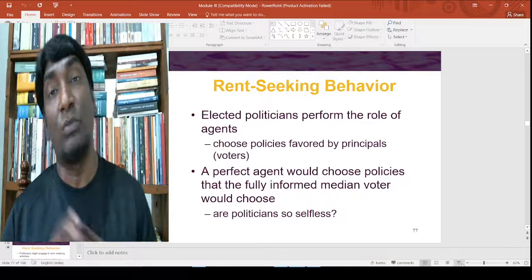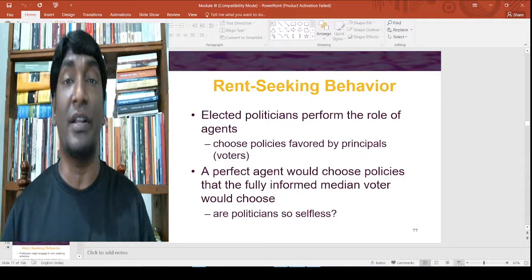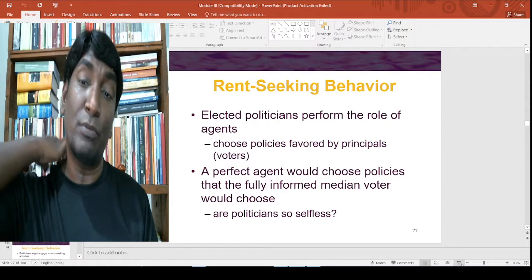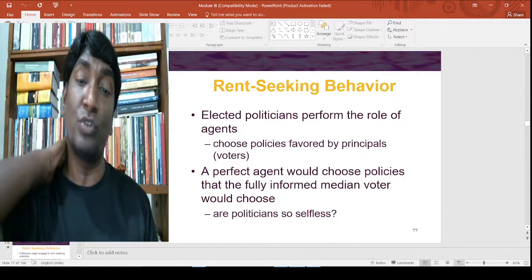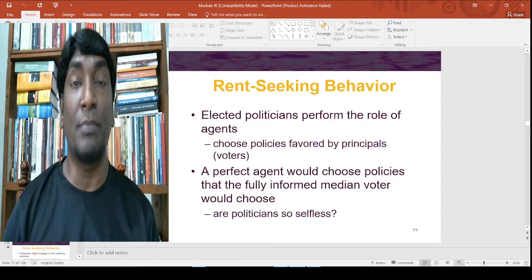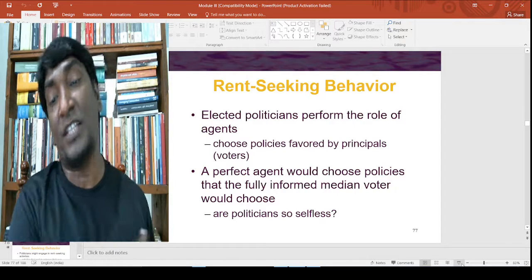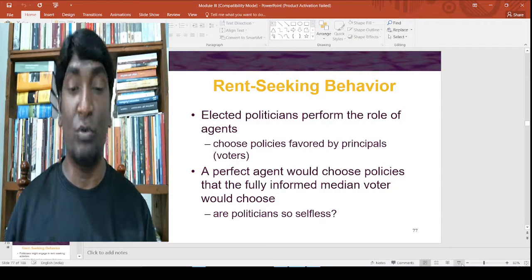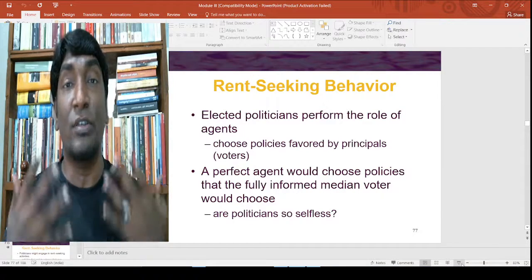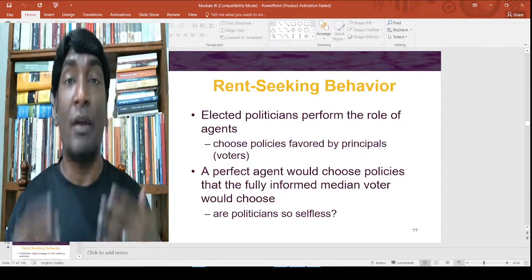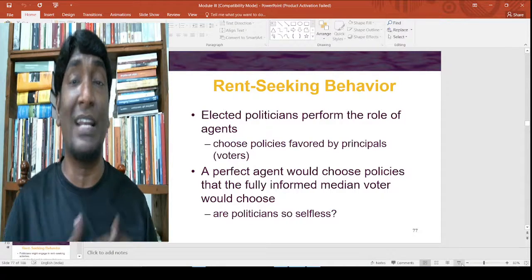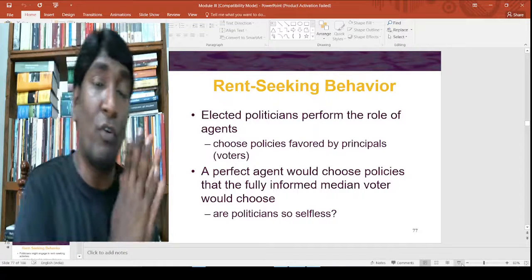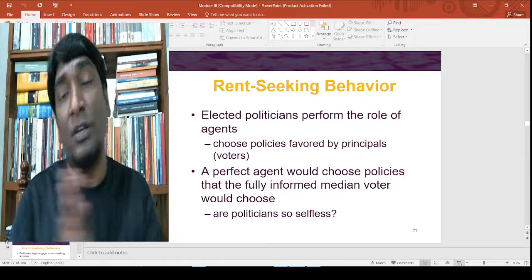So now let's move towards the other problems regarding this thing, such as rent-seeking behavior. Elected politicians perform the role of agent, choosing policy favored by principal voters, and a perfect agent would choose the policy that fully informed median voters would choose. So is a politician so selfless? That is the question normally everybody asks. This is a very important question in our everyday discourse on why we have to go for an X policy over a Y policy.